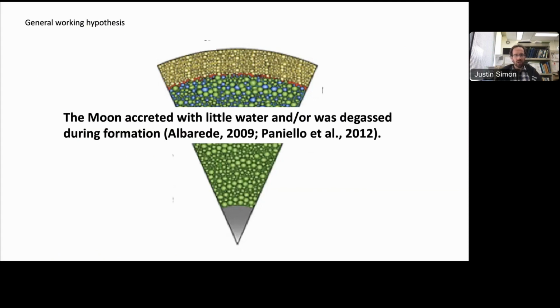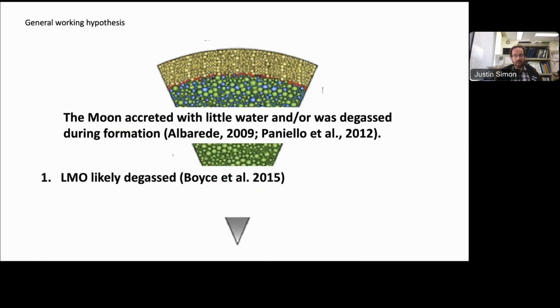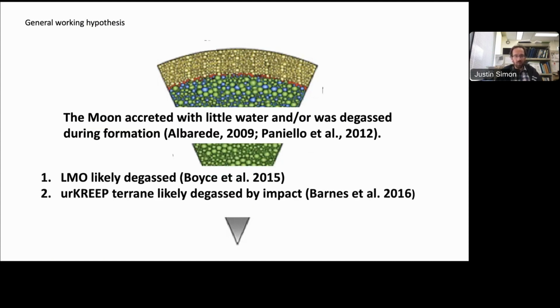So now I just finish off with some sort of arm waving, if you will. Basically, our working hypothesis for the moon, not just the felsic rocks, is that the moon accreted with little water or was degassed during its initial formation. It likely was further degassed at the time of the lunar magma ocean. There's evidence that the KREEP terrain may have also been degassed by impact, but locally some water was concentrated.